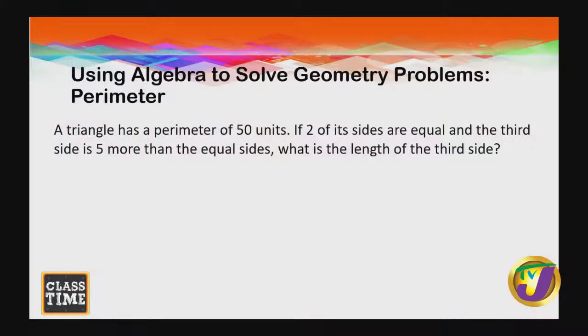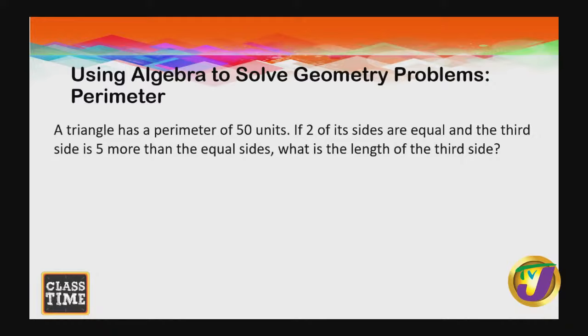So this one is on perimeter. A triangle has a perimeter of 50 units, and if two of its sides are equal, and the third side is 5 more than the equal sides, what is the length of the third side? Just draw for me, please.